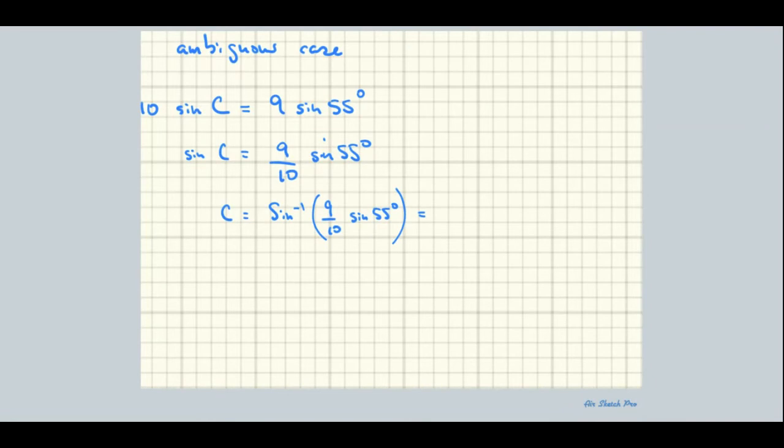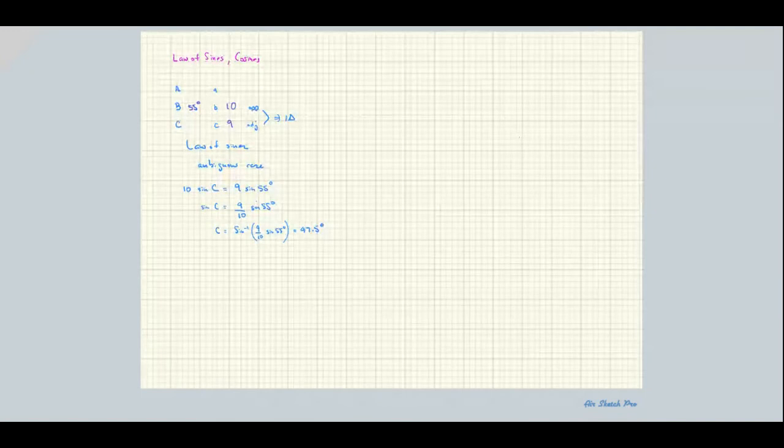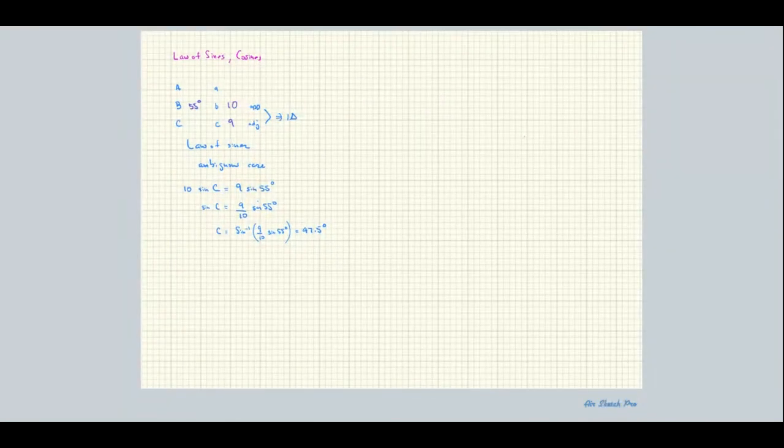I hit the second button in the upper left, and the sine button gives me arc sine. Now 9 divided by 10 times sine 55. I'm seeing 47.49. I'm going to hold that as 47.5. Yeah, that's what I'm seeing too. So the calculation's working? Good. Now we have that.